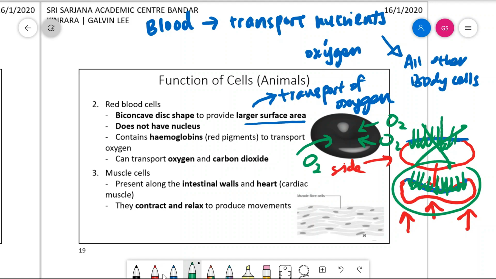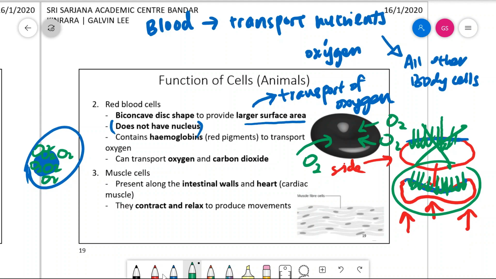So, okay, now since the function is to transport oxygen, it also does not have a nucleus. Why? Because if you see an animal cell like this, small already, the nucleus still wants to take some part inside, right? Maybe let's say 30-40%. This 30-40% is actually very big. Without this nucleus, you can actually transport more oxygen inside here. This red blood cell is there for no other reason, only to transfer the oxygen. So, of course, we remove the nucleus for us to have more space inside.